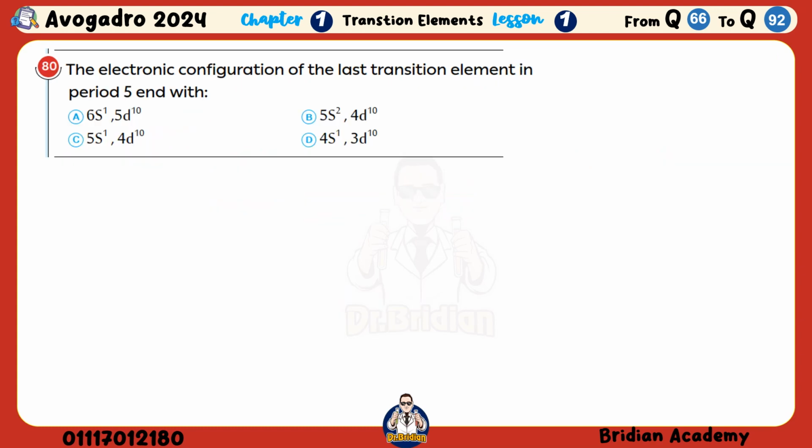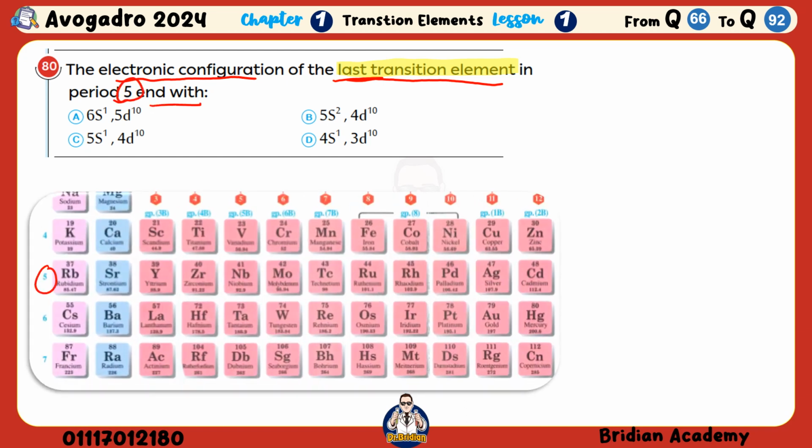Question number 80, the electronic configuration of the last transition element. Okay, the key words of this question: last transition element. In period number 5, you know the important note that group 2B is not a transition element. You should exclude that from our choices. So the last one will be Ag 47.